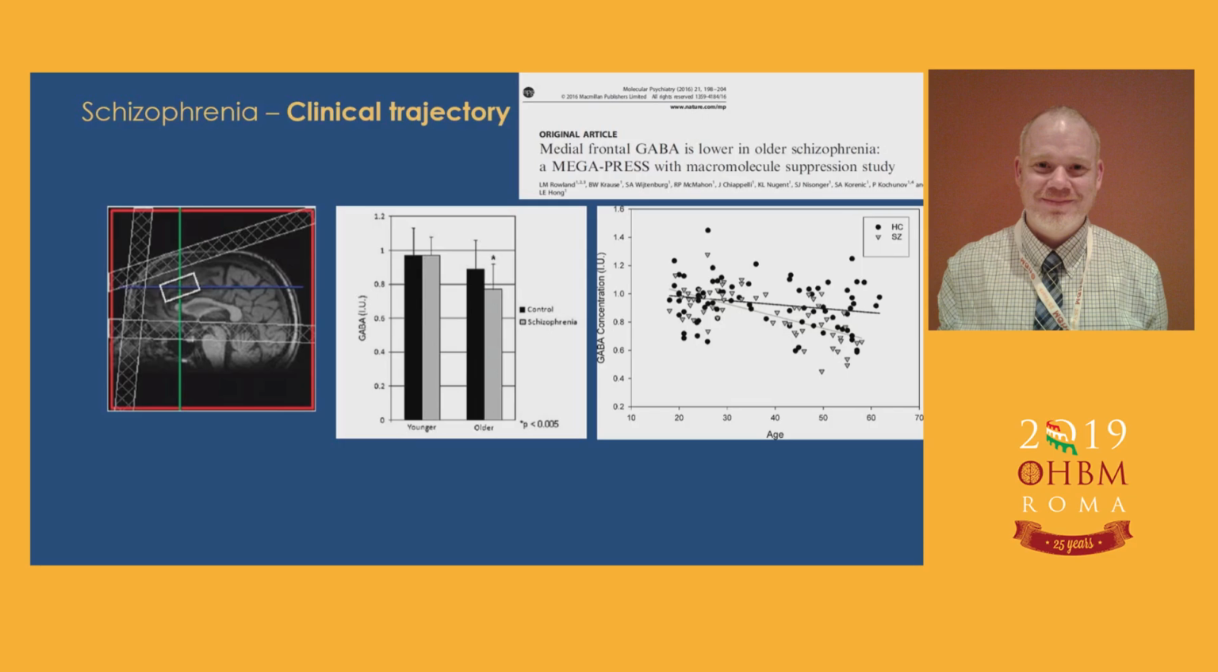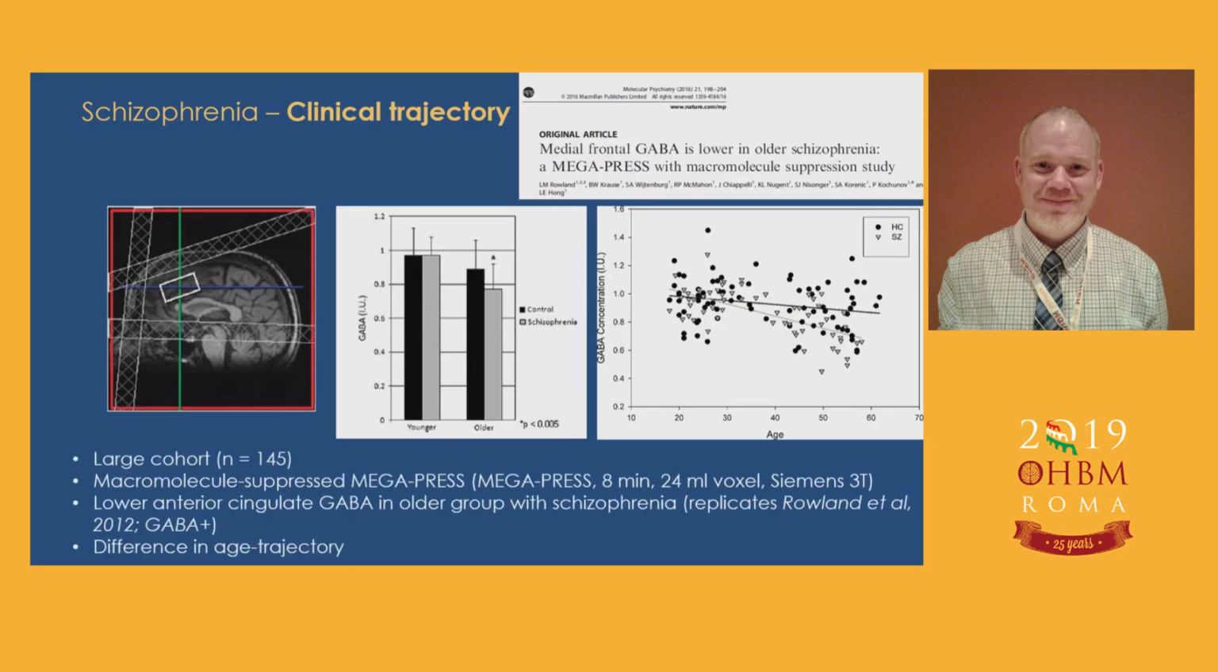And so this study is important for a few reasons. One is they use a very large cohort of 145 patients, which is very important. Secondly, they used the macromolecule-suppressed MEGA-PRESS sequence, but they replicated their results of lower anterior cingulate cortex GABA levels in older patients from a study from 2012 where they measured GABA+. So they used two different techniques here, but they found a consistent result in terms of reduced GABA levels, and I think that is also very important. But the most important difference here is that they found a difference in the age trajectory between patients.